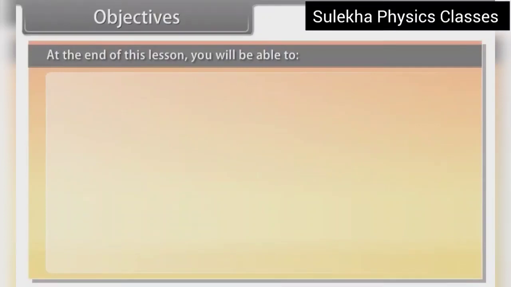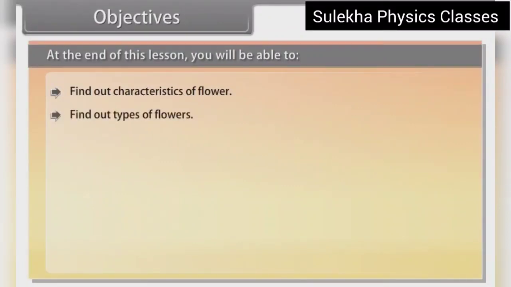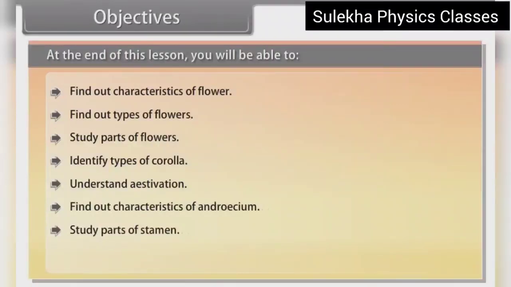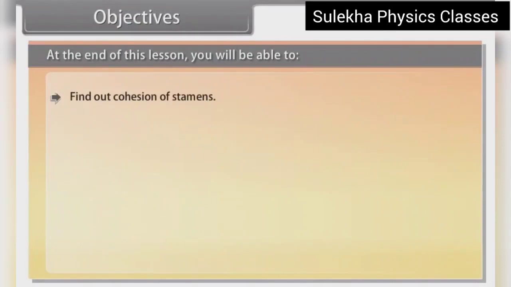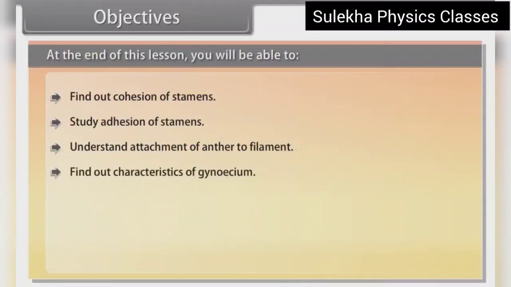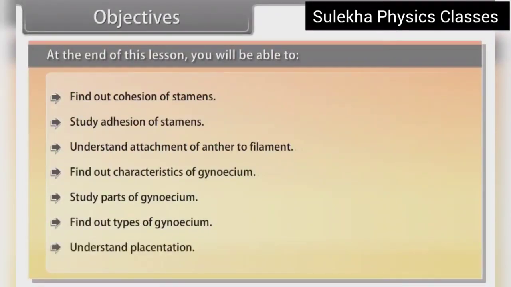Objectives. At the end of this lesson, you'll be able to find out characteristics of flower, find out types of flowers, study parts of flowers, identify types of corolla, understand estivation, find out characteristics of androecium, study parts of stamen, find out types of stamens, find out cohesion of stamens, study adhesion of stamens, understand attachment of anther to filament, find out characteristics of gynoecium, study parts of gynoecium, find out types of gynoecium, understand placentation.